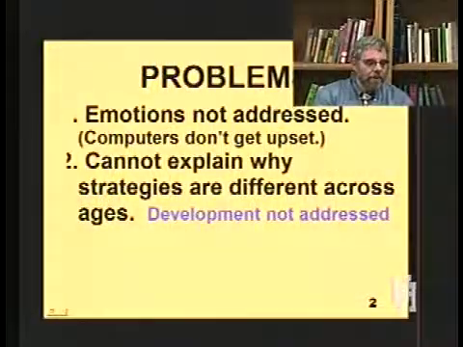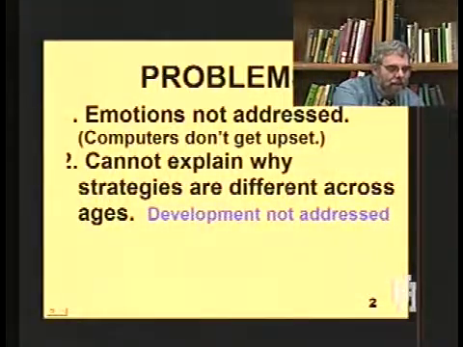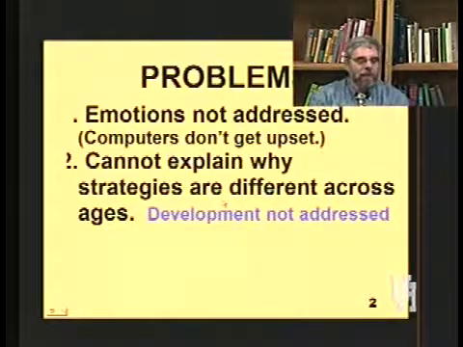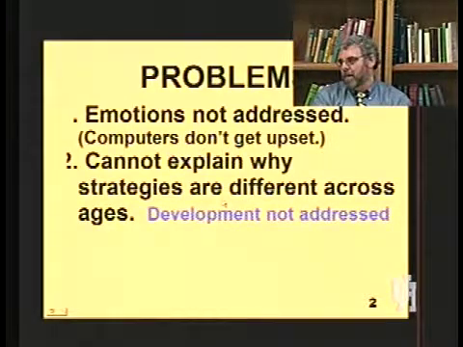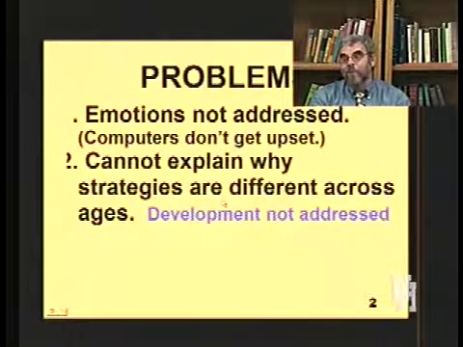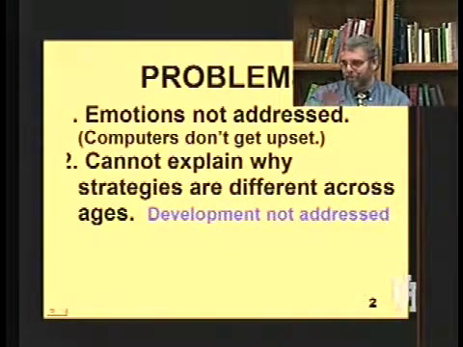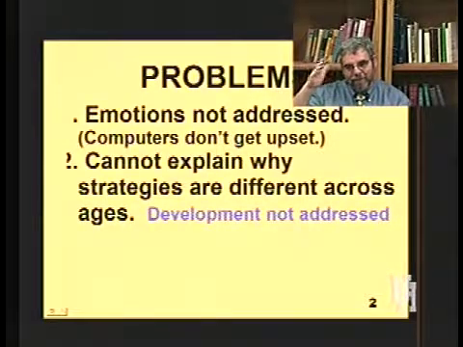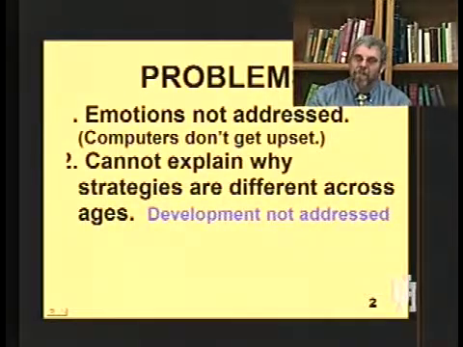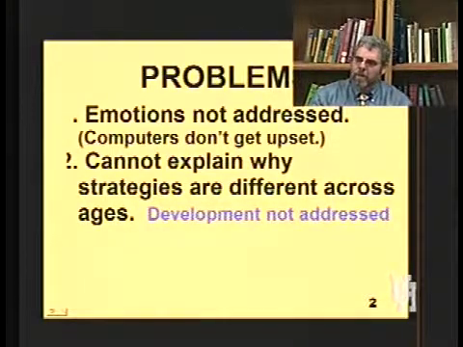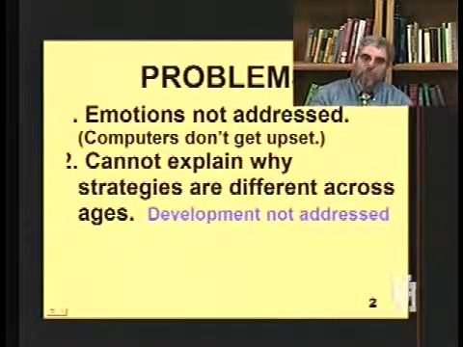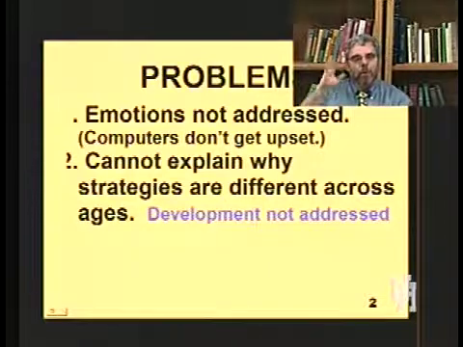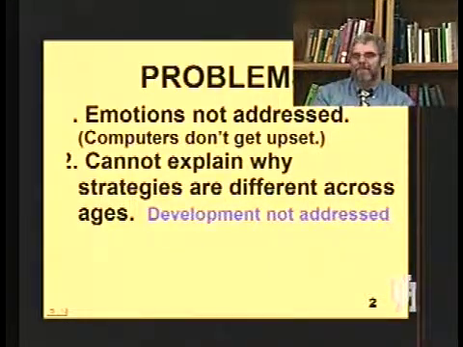Okay, the second problem. This theory can't explain why strategies are different across ages. Development is not addressed. I have tried those multiplication tricks with younger kids when they're first learning how to multiply. It almost never fails with an adolescent, but with younger kids, even though they'll tell you, yeah, 6 times 6 is 6 plus 6 plus 6 plus 6, the fluidity of saying, oh, the 5s and the 1s, add them up, they don't quite get it. It doesn't hit them right.